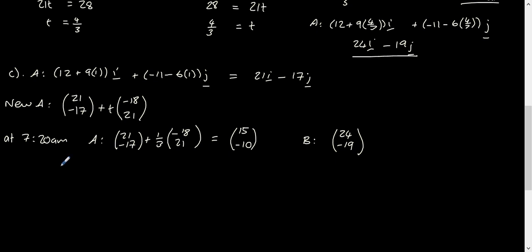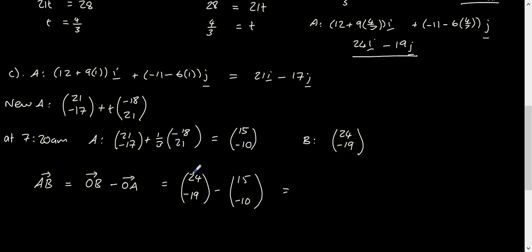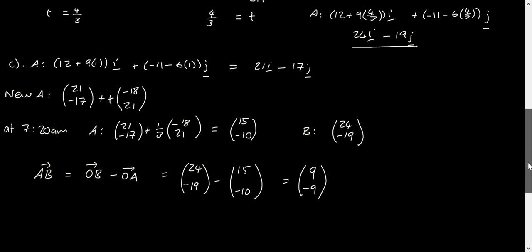So now we're just being asked to work out the distance between the two. So we're going to be working out the vector AB, and we know from our calculations so far that AB is just OB minus OA, which is 24 and minus 19 minus 15 and minus 10, which is 24 minus 15, pardon me, gives us 9, and minus 19 minus minus 10 gives us minus 9. So that's the vector between A and B.